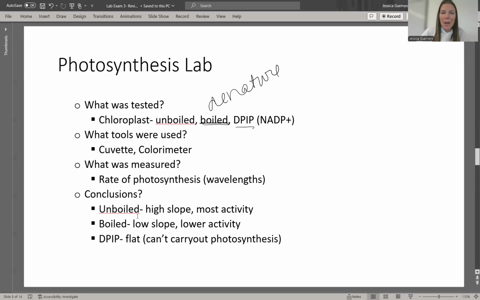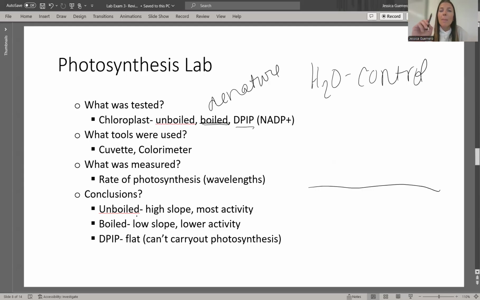Now, what did our outcome or our results reflect? So the DPIP, first of all, we did water. Remember, water was for a control. It even called it calibration. Okay, then the DPIP, we know that's not going to carry out any photosynthesis because it doesn't have any chloroplast on its own, DPIP by itself. So we saw the slope of that to be super low. The numbers would have been low on that.